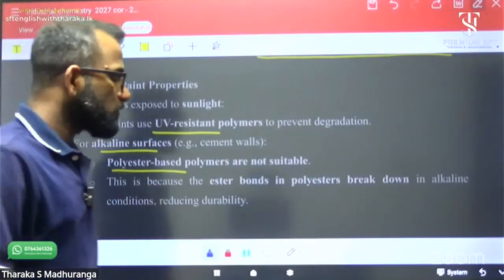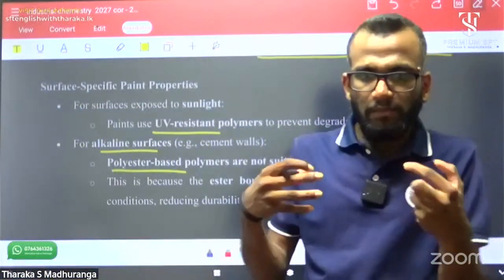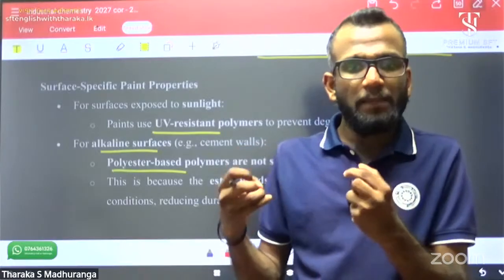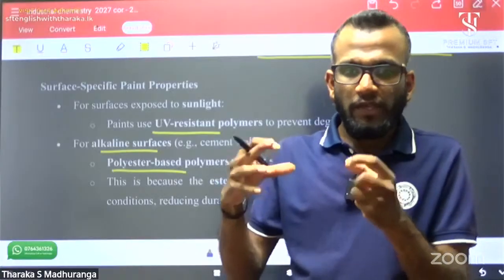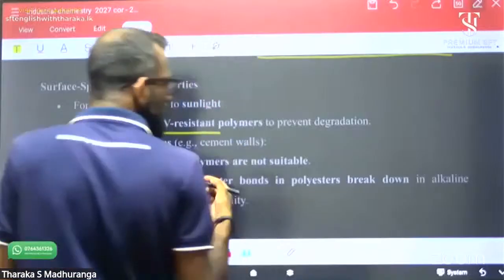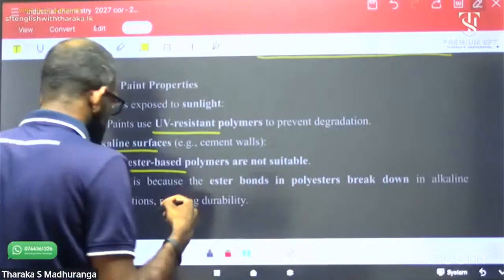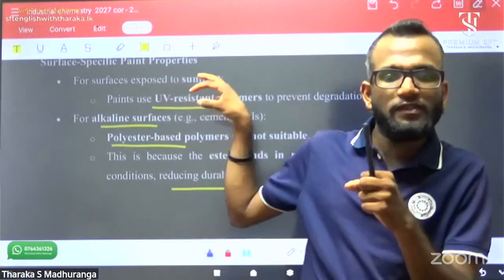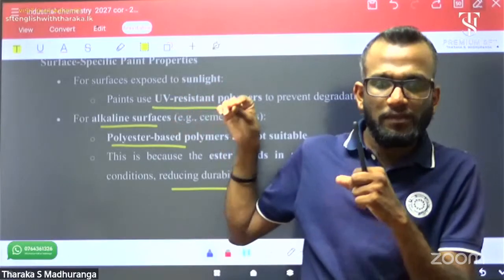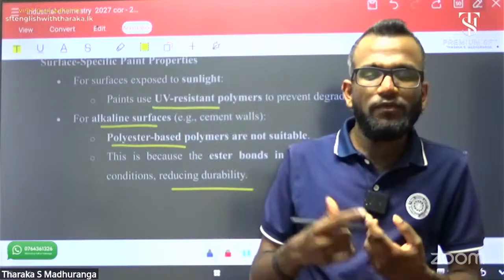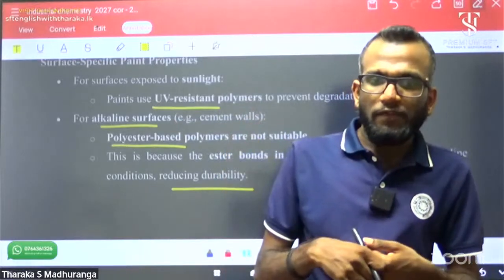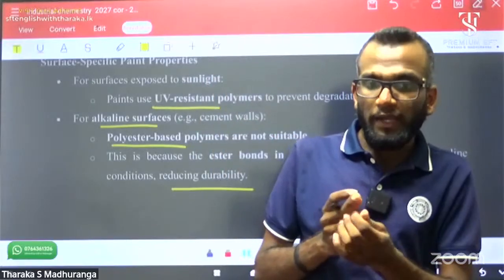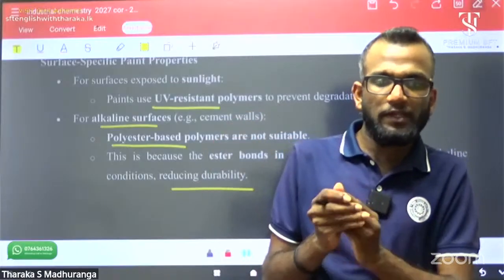This is because of the ester bonds. Polyester polymers contain ester bonds because they are lipids. No? They are lipids, they contain ester bonds. These ester bonds break down due to the alkalinity of the surface. It's reducing the durability. Both if you use UV resistance and polyester based, durability is the main thing. If you need more durability, we have to avoid using this type of binders. We have to use suitable binders according to the surface.